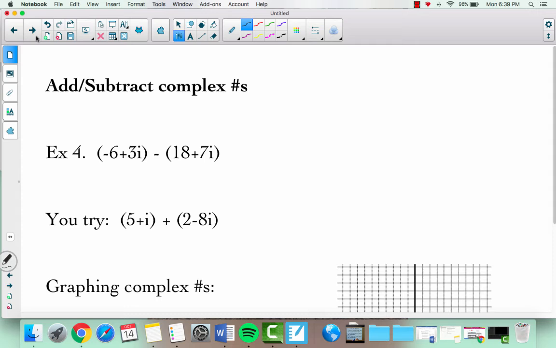These are going to be really fast. When you add or subtract complex numbers, you basically have to think about combining like terms. So I've got here negative 6 plus 3i, that's one complex number, minus 18 plus 7i. And the easiest way to do this is to identify the real parts. So negative 6 and 18, I'm going to go ahead and subtract those. Negative 6 minus 18 is negative 24. And then I'm going to subtract the imaginary number parts together. So 3i minus 7i is negative 4i.